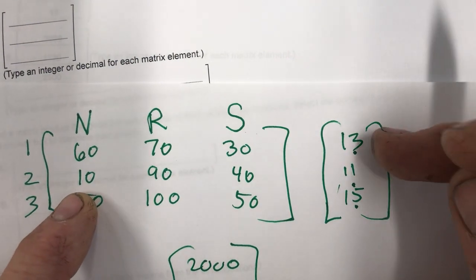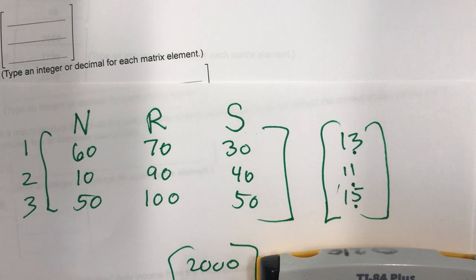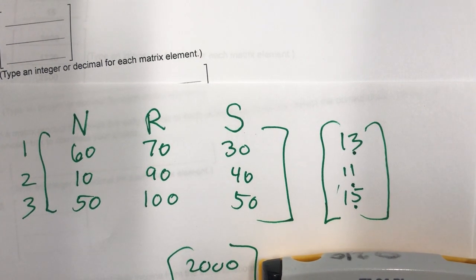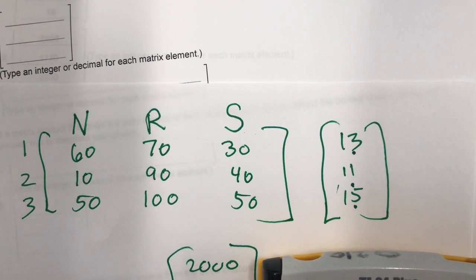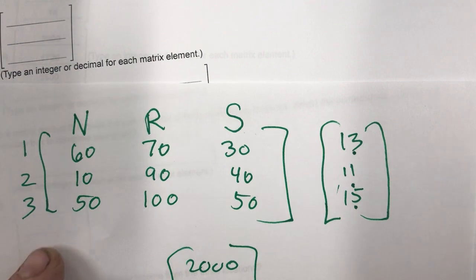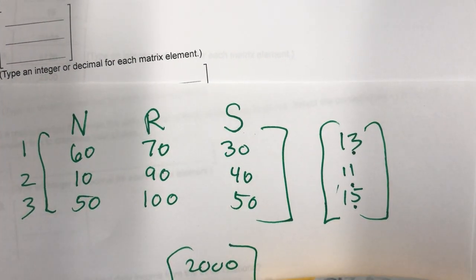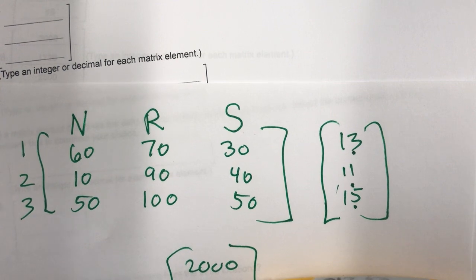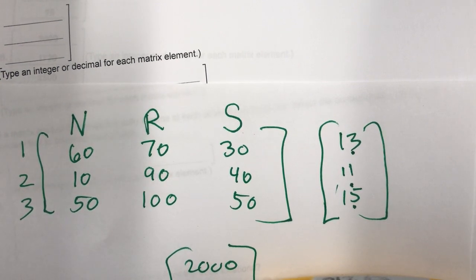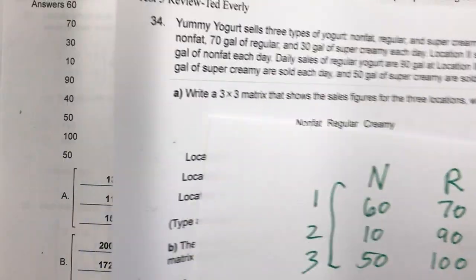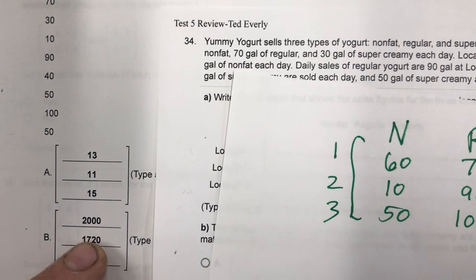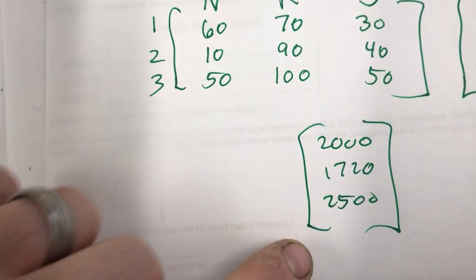Now at location 2, I'm going to do 10 times 13 plus 90 times 11 plus 40 times 15, and that's 1720. Then this row times that column: 50 times 13 plus 100 times 11 plus 50 times 15. That's 2,500. Let's check and see if our numbers are right on that. Boom, got them right there. That's what we got.